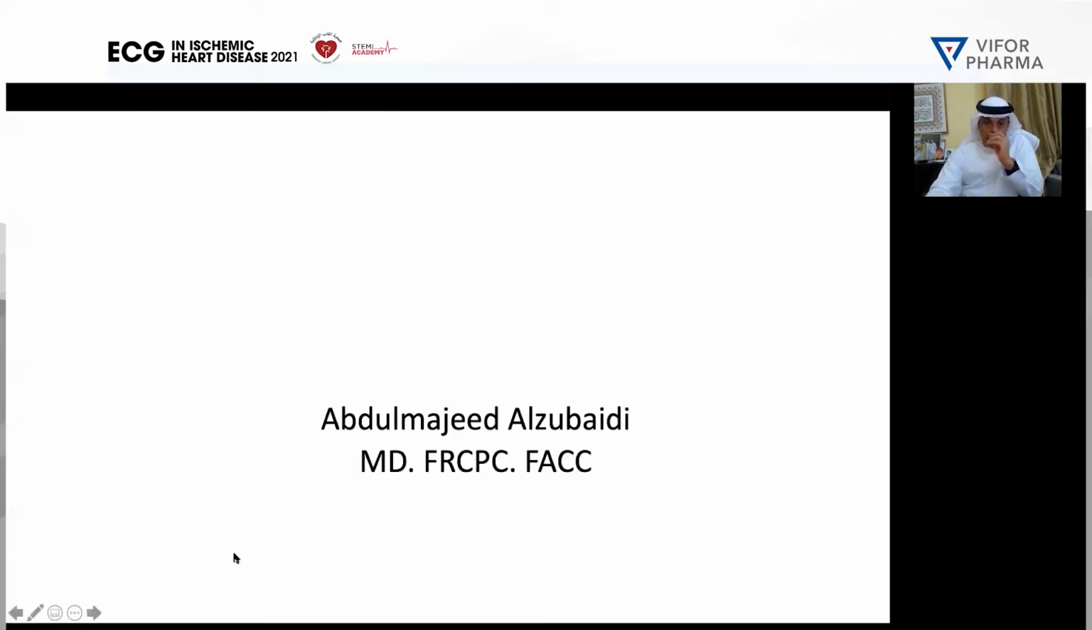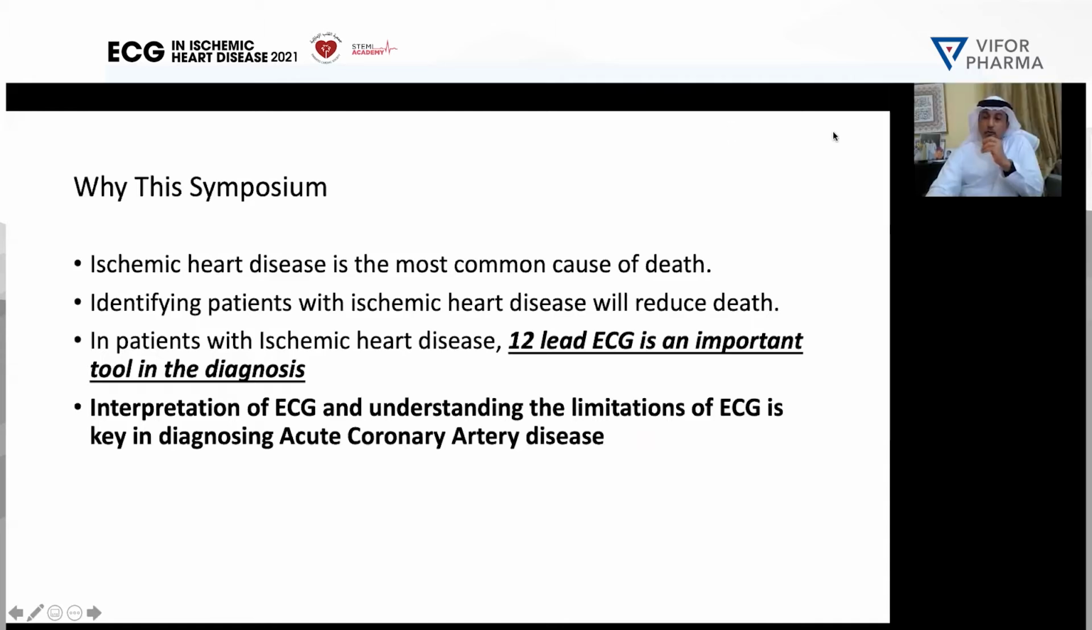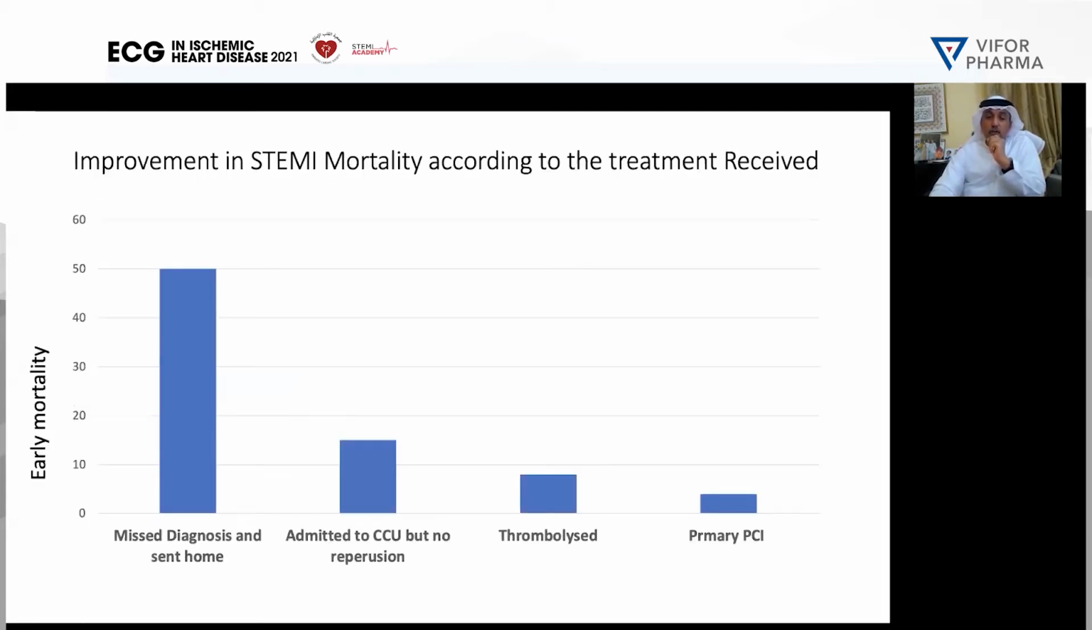Again, the objective of this ECG meeting is, we all know that ischemic heart disease is the most common cause of death. So we have to do our work to help prevent that. And we all know another important fact is the 12-lead ECG is an important tool in diagnosing MI. If people are not fully aware about how to read it and when to do it, then those cases may not be diagnosed early, and acute MIs can be missed easily. So the interpretation and the understanding of the limitation of the ECG is key in the diagnosis of acute coronary syndrome.